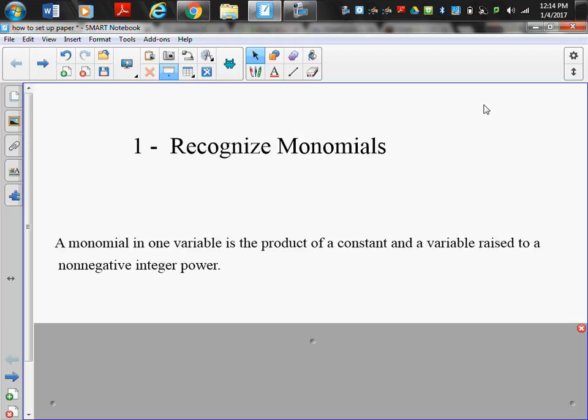Constant, that's any number. Variable, any letter. And it must be raised to a non-negative number. Your power cannot be negative.